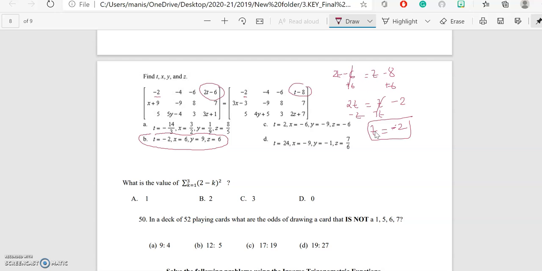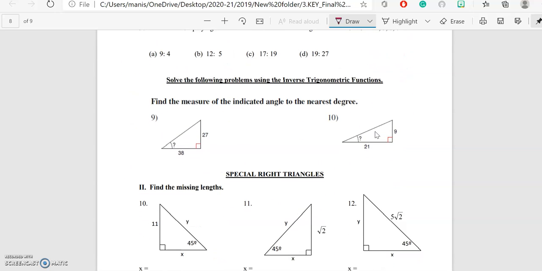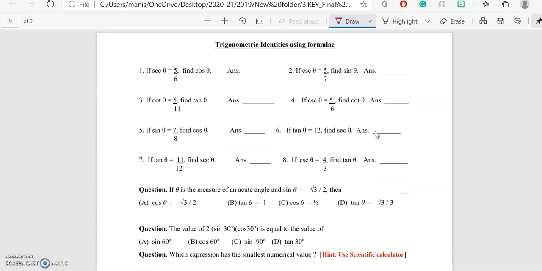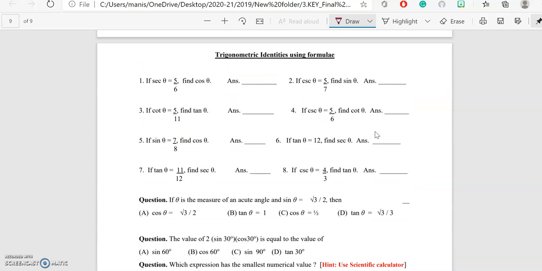I'm skipping the next problem. Okay, we'll not do number 50. Alright, and this one over here, trigonometric identities using formulae. You know, these are reciprocals, so I will flip it. My answer is 6 over 5. Reciprocal, I'll flip it. Reciprocal, I'll flip it. The rest are in your binder, and I have already done a similar question like this in my previous video.